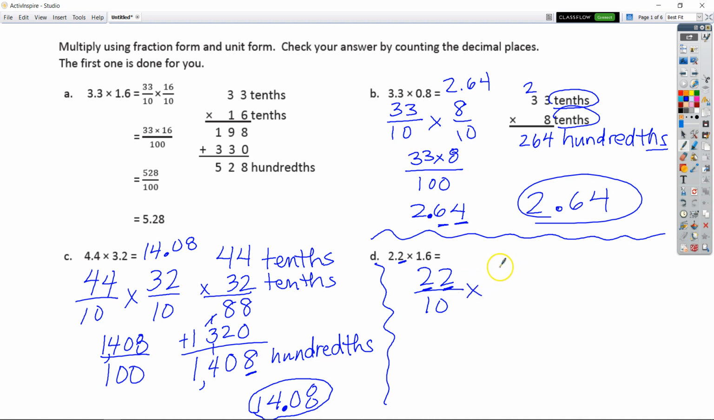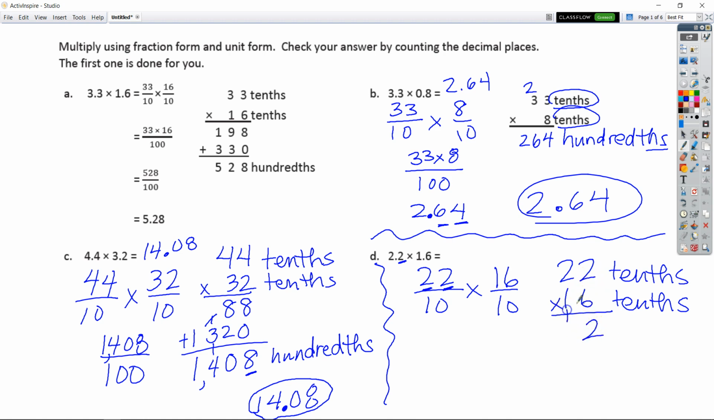All right, let's go. 16 tenths. Tenths times tenths equals hundredths. Let's write that out. 22, 16, that's tenths times tenths. We said it's going to equal hundredths, but let's walk through this. 6 times 2, 12. Some people are still saying 6 times 2, which is fine if you want to do that. But remember, really, this is in the tens place here. So that's 6 times 2 tens equals 12 tens plus 1 ten equals 13 tens.